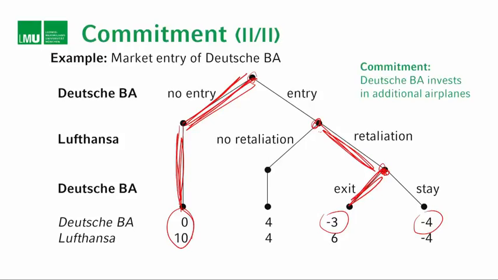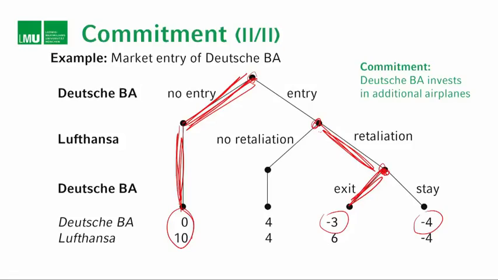So they invest additionally in more planes to fly, which means it's a sunk cost investment, because if they don't exist in the local German market, then all these investments, all these planes are sunk to some extent. They can only resell them, but they're only going to get a fraction of that money. So this changes the payoffs for Deutsche BA from -3 to -5.